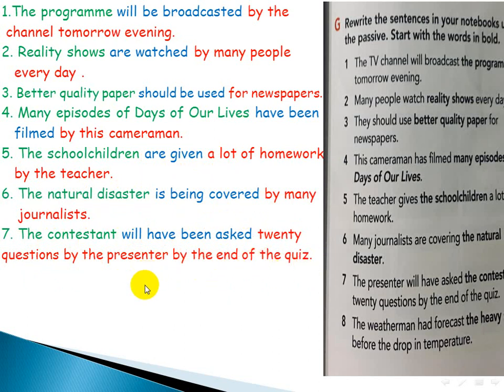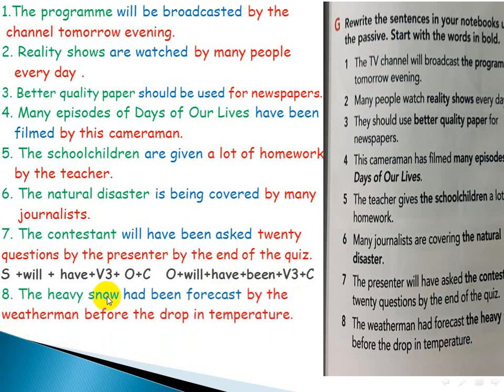In this case, we have a different situation: we have will have plus verb 3, and this tense is future perfect. So how can I change this case? We have subject, will have plus verb 3, plus object plus complement. So start with the object, then will, then have, then you can add been plus verb 3 plus complement. So you can add this general rule to the table. And the last one, the heavy snow had been forecast by the weatherman before the drop in temperature.